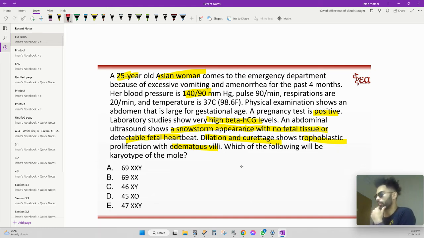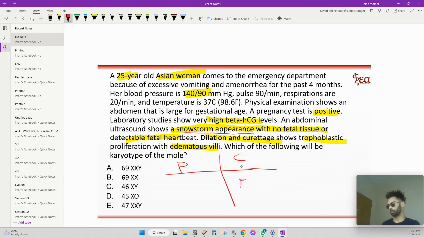For me, when I saw snowstorm appearance, I already knew that it was associated with hydatidiform moles. So these are basically results of conception that haven't formed properly. It can be a partial or a complete one, and the complete one has higher beta HCG. They both do, but the complete one has more. I just know the complete one is the more aggressive one.